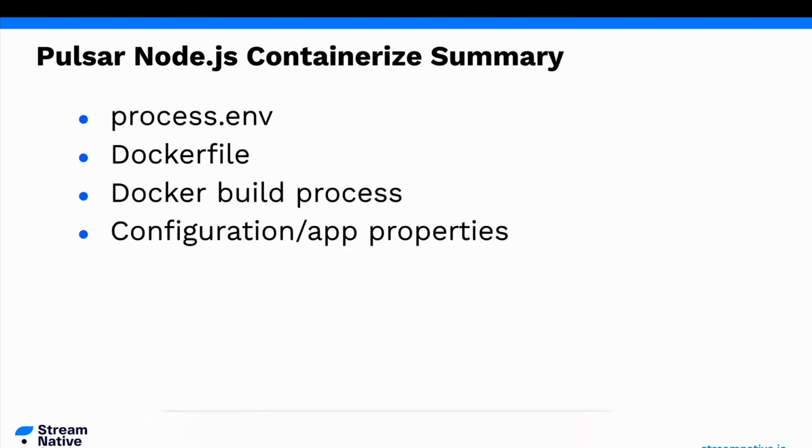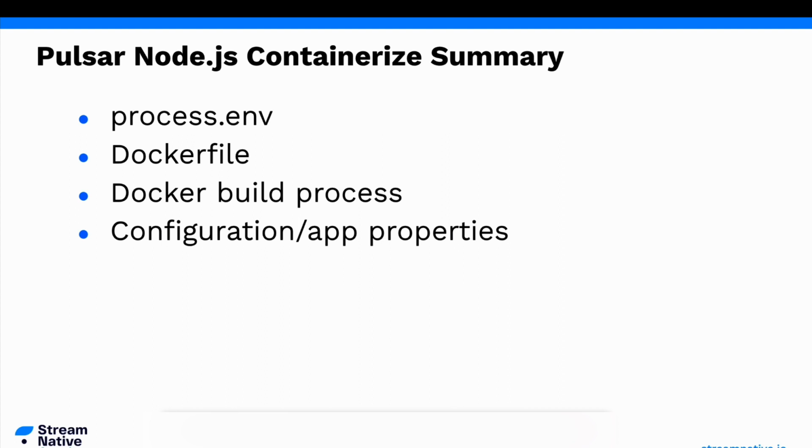To summarize, this is the process. What you need to take care of is process.env: use process.env to replace the properties that you need to change, for example the service URL, subscription name, and topic name.